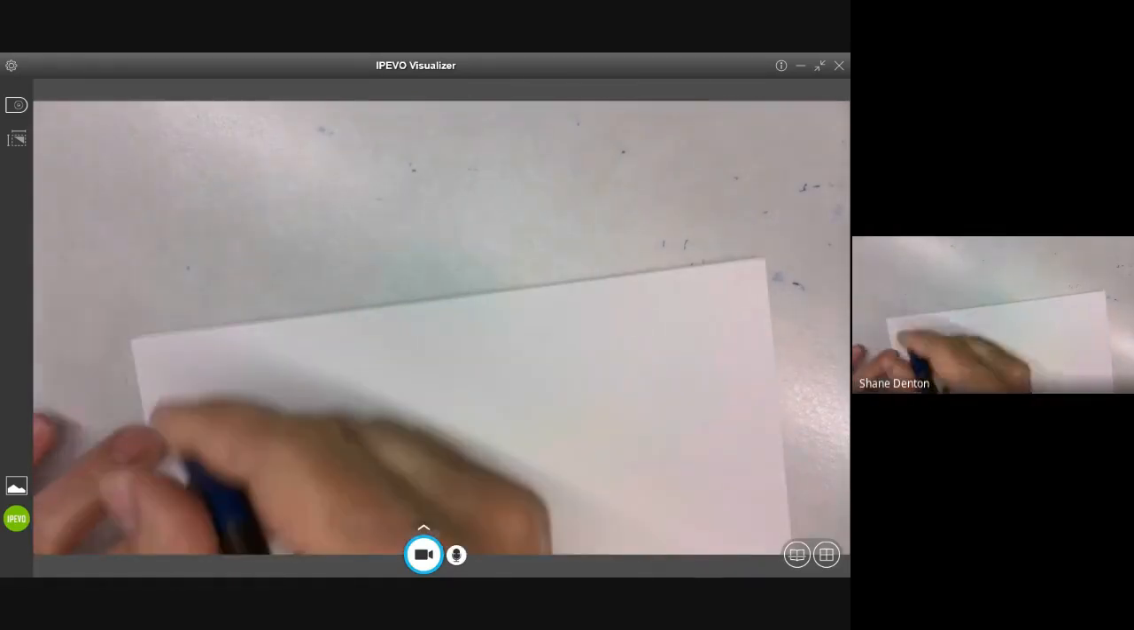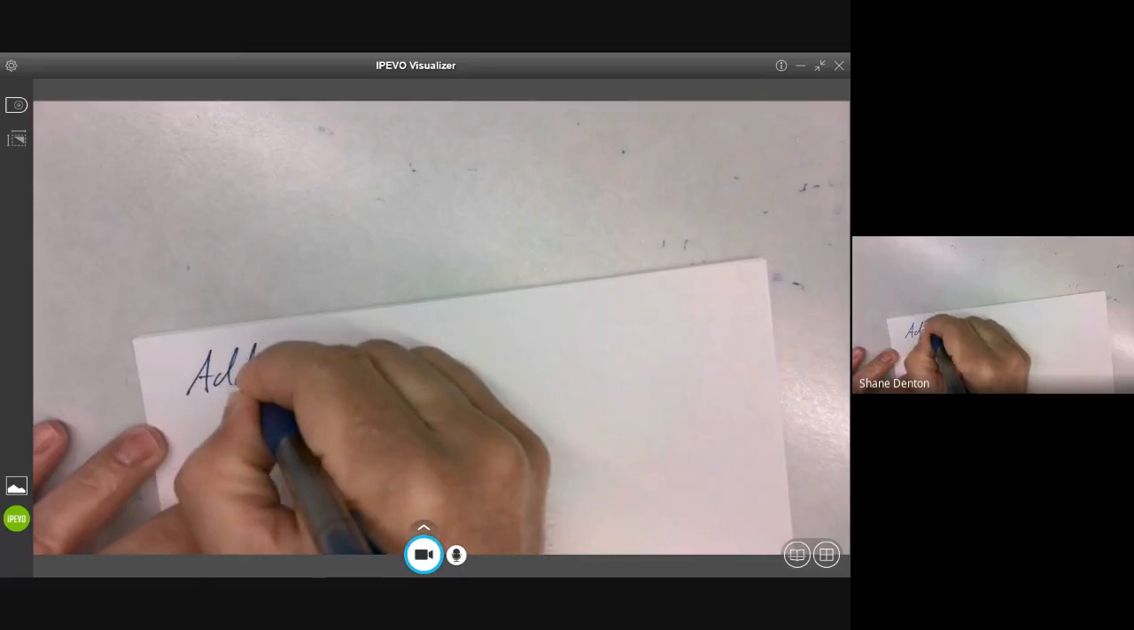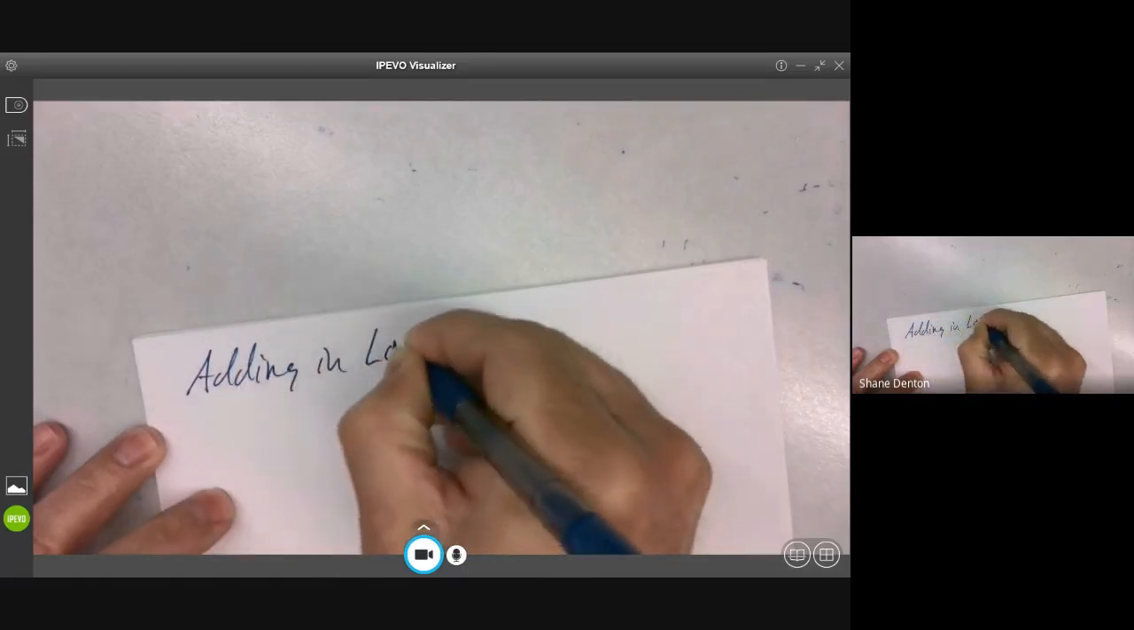From there, there is a question about adding in lone pairs.